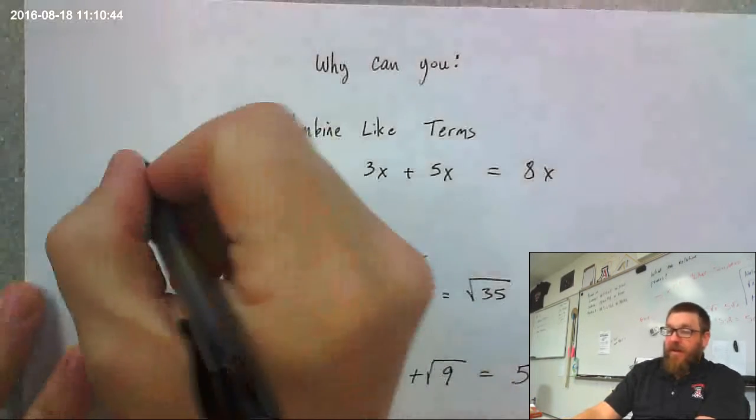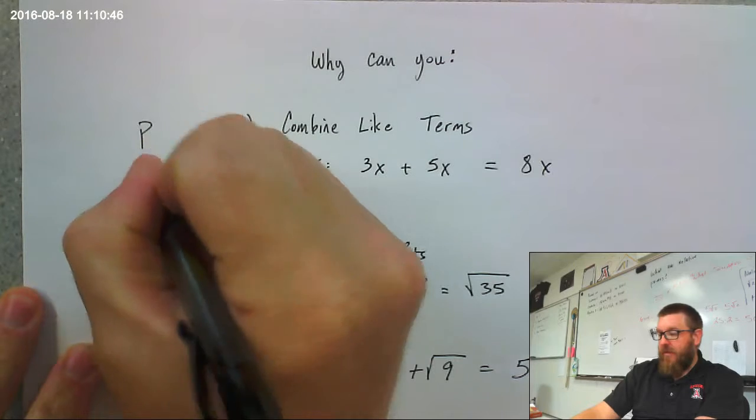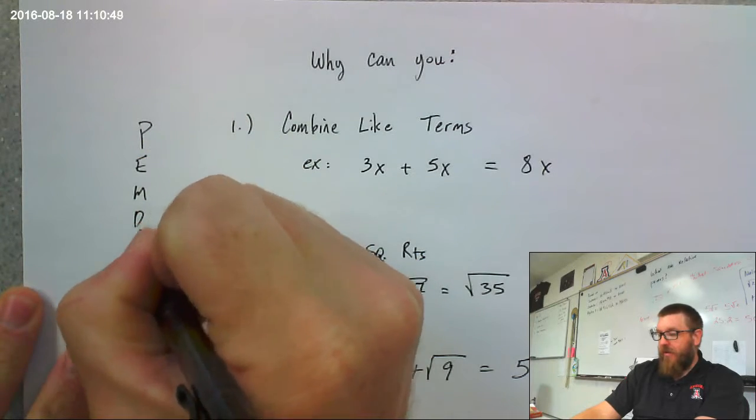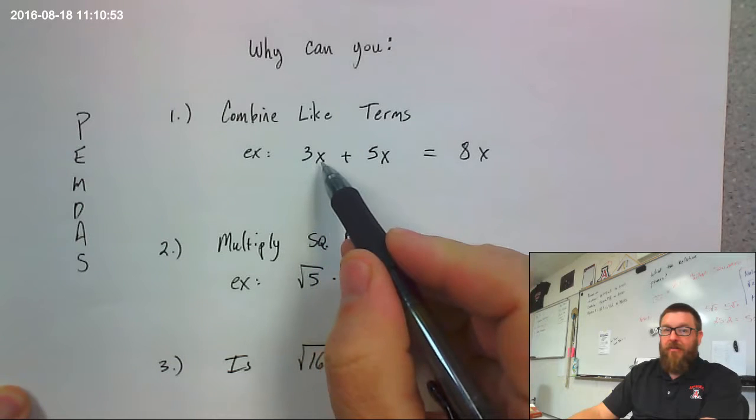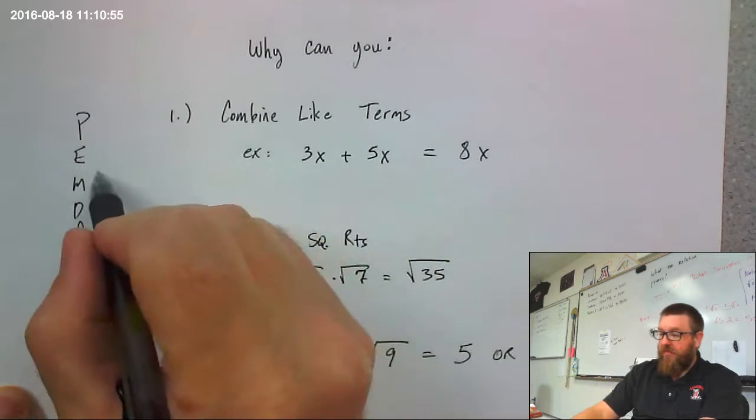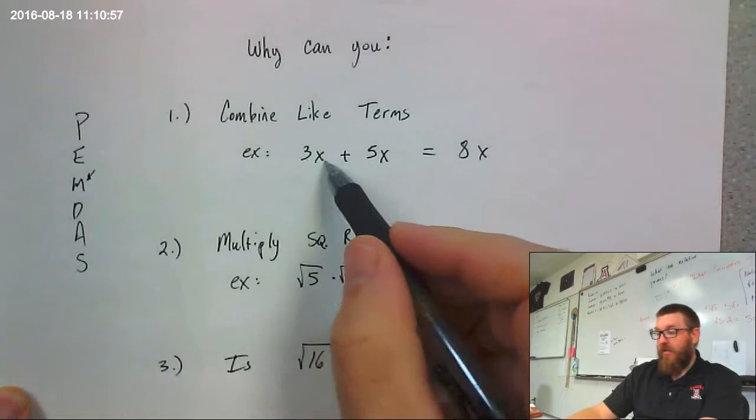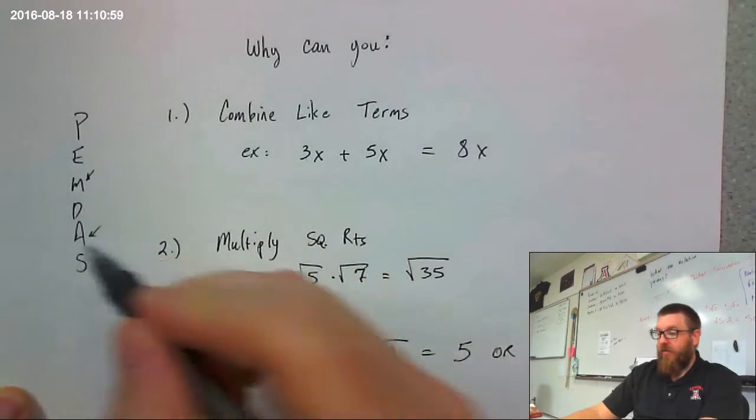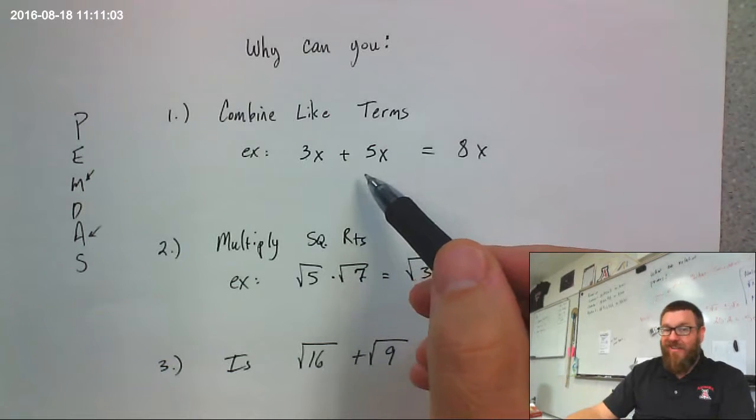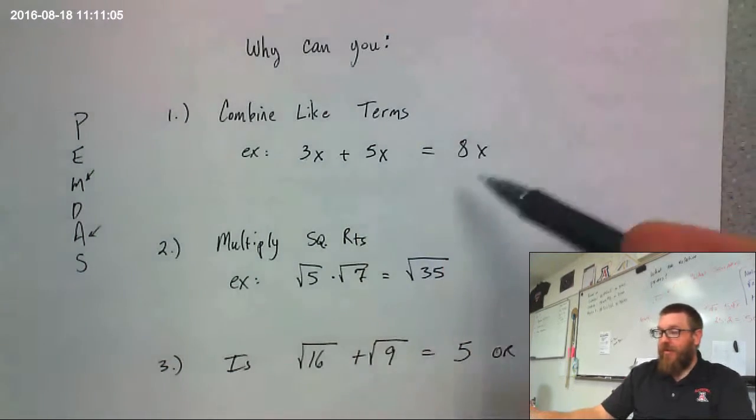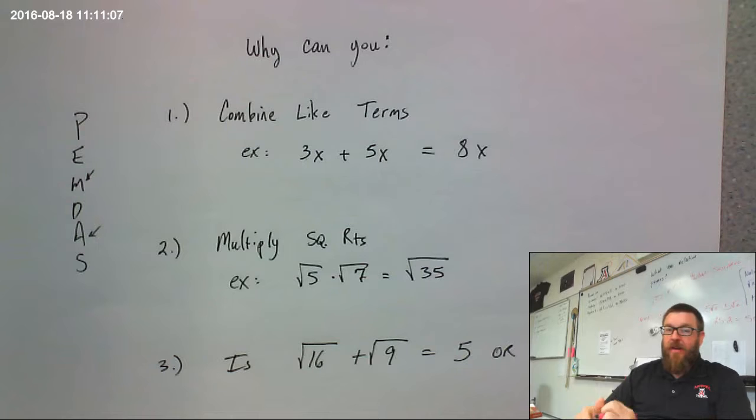Because the thing that guides us all the time in math is the order of operations, right? So this 3 is multiplying with the x, and multiplication for sure comes before addition. So really you should be multiplying before you add, but yet we've been taught that you can just add these two things together and get 8x. And so here's the reason why.